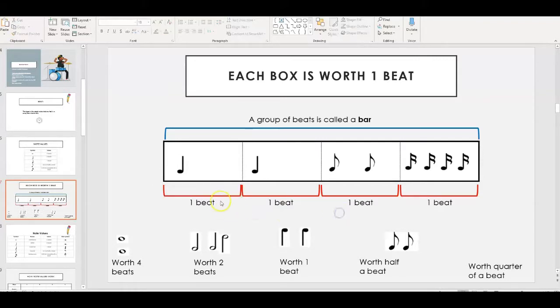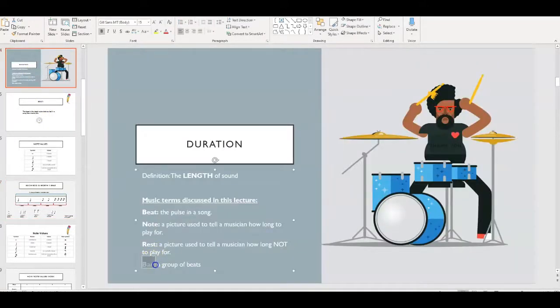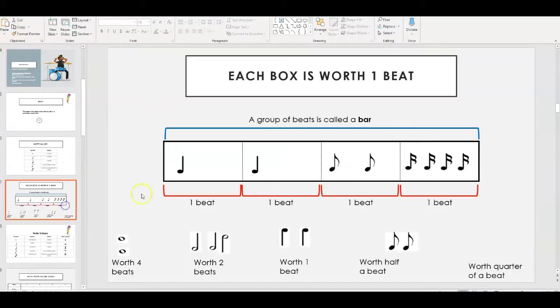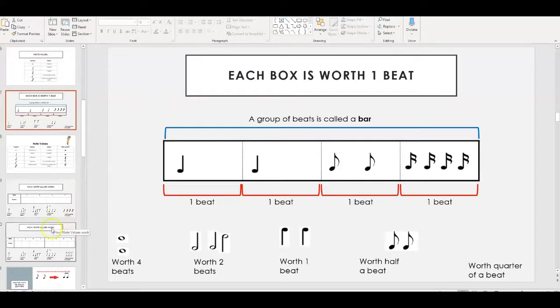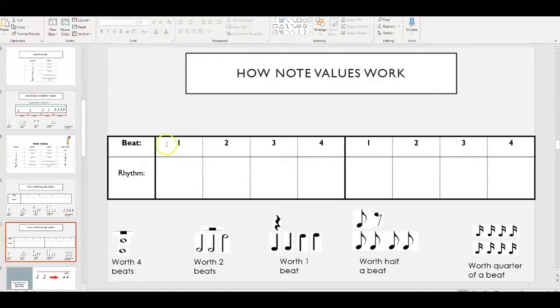Now I want to also point out that each box is worth a beat, and as we said at the beginning, a bar is a group of beats. So let's go back to that diagram. This is 4 beats grouped together, and so we are calling this space here in the thick border a bar. Later on we're going to go on to some 2-bar rhythms, and you can see I've got 2 groups of 4 beats. So the word bar means a group of beats.